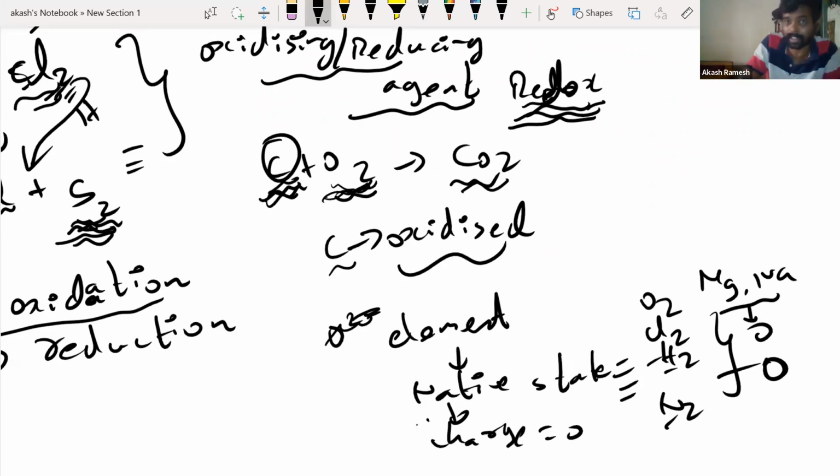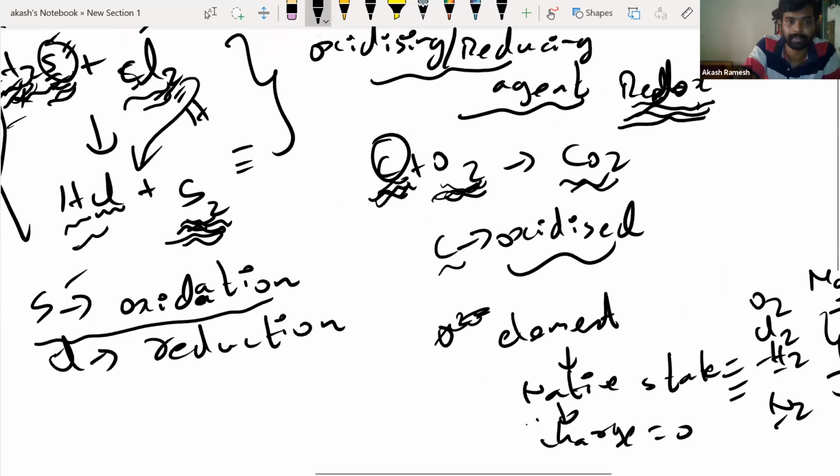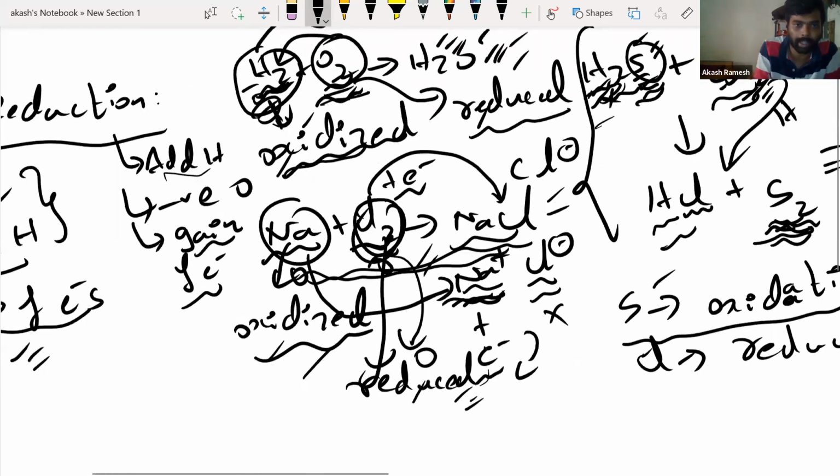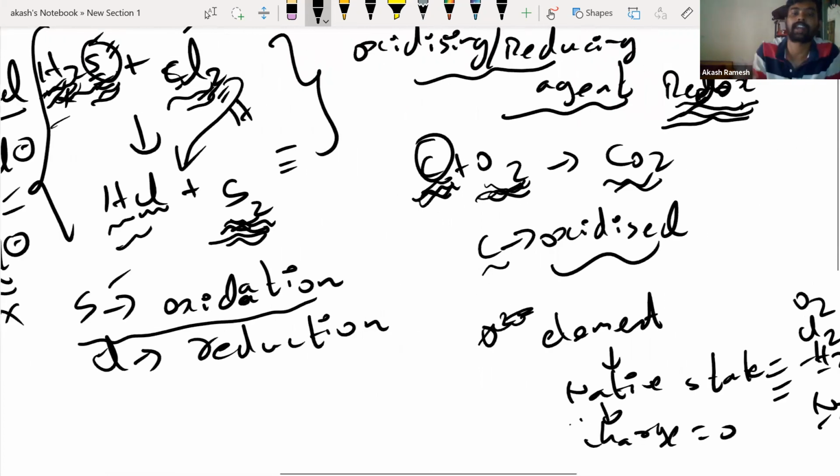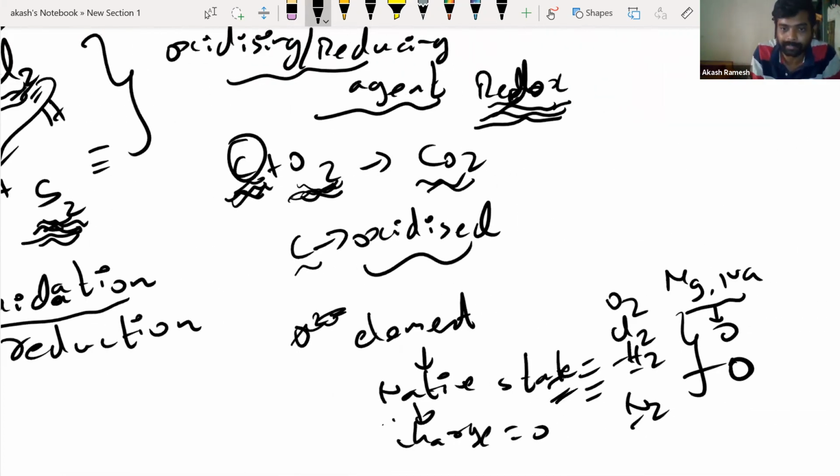If I write a reaction like this, again you can see sodium, which I wrote in its elemental state, has a charge of 0 here. So what you have to understand is whenever the elements are in their native state, their charge is 0. This you have to remember. Again, you can understand that oxygen is in its elemental state, that is, native state. So here the charge is 0.